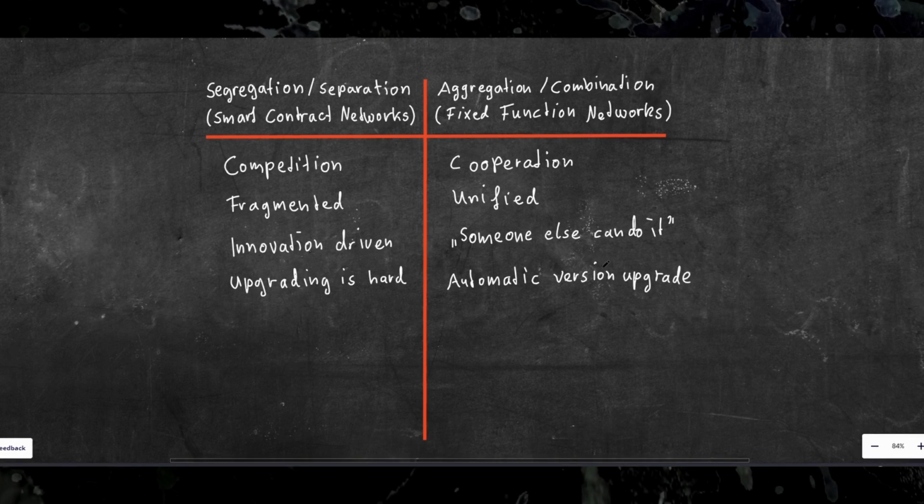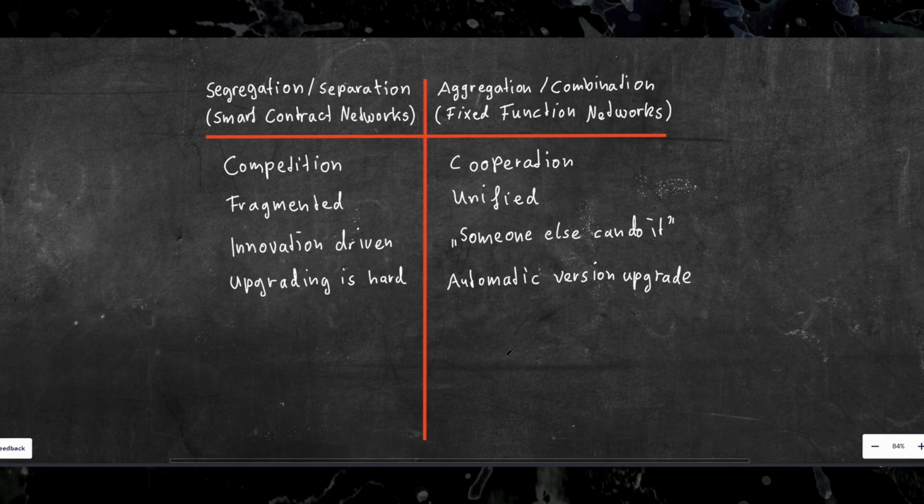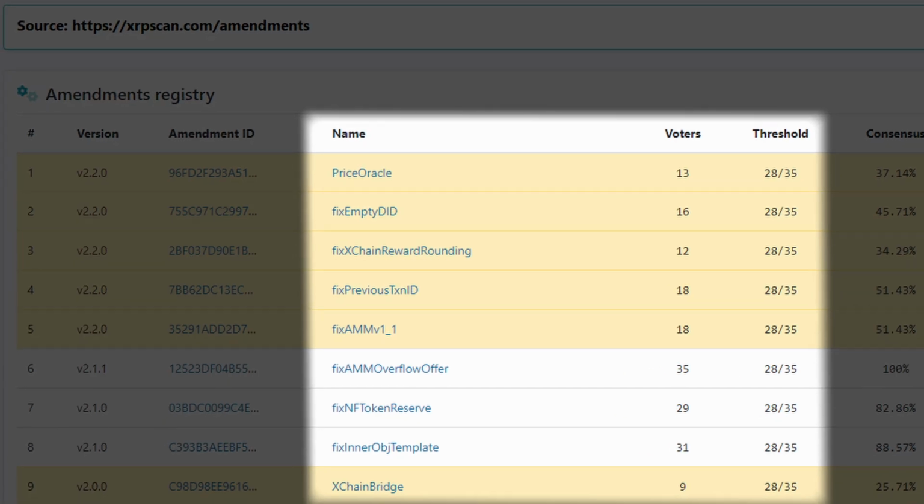That's possible because new versions get voted through the amendment process, and enacted on the consensus layer only if the supermajority of the XRPL UNL validators agree to the change.